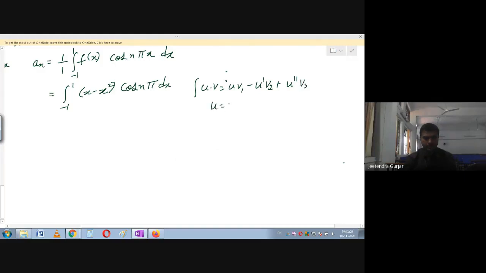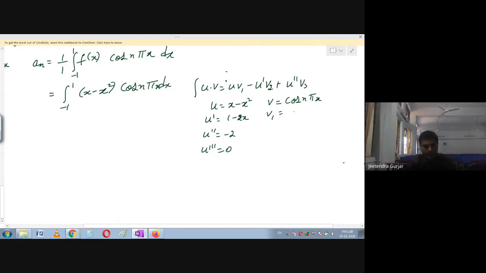u is nothing but x minus x square. u dash will be 1 minus 2x. u double dash will be -2. u triple dash will be 0. Means all the terms after differentiation 3 times become 0. Okay, now go for v is equal to cos n pi x. So please remember we have taken n pi x. Okay, v1 I am going to calculate now.